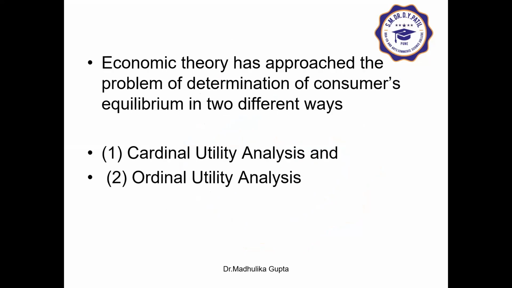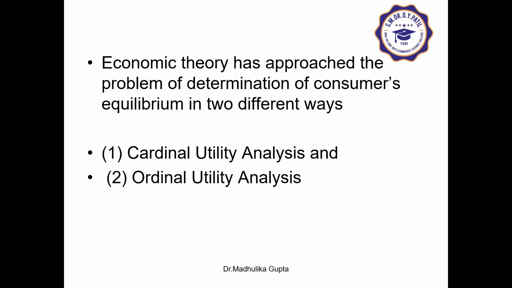So the theory of consumer behavior seeks to explain the determination of consumer equilibrium. So the consumer equilibrium refers to a situation when a consumer gets maximum satisfaction out of his given resources. So a consumer spends his money income on different goods and services in such a manner as to derive maximum satisfaction. So once a consumer attains equilibrium position, he would not like to deviate from it.